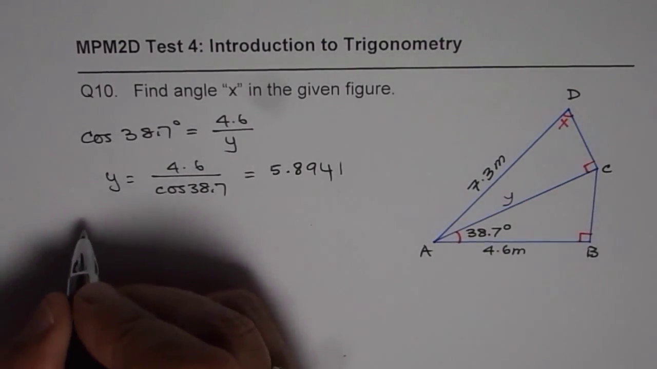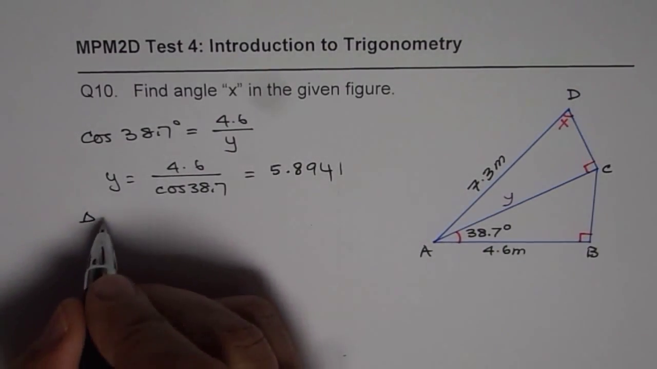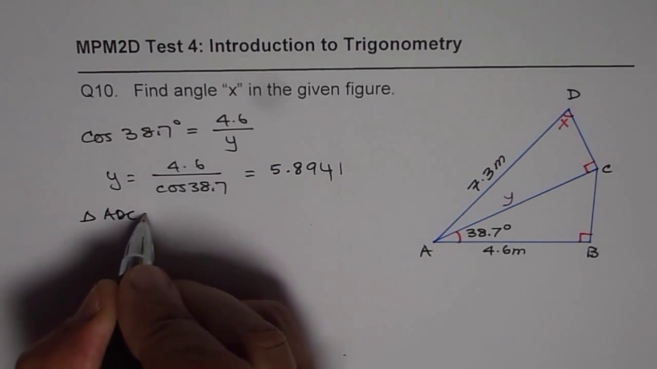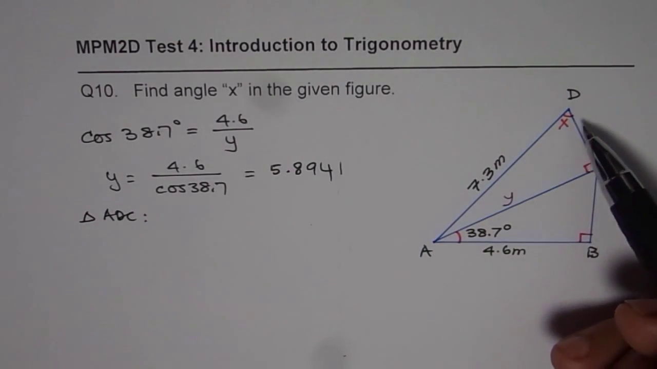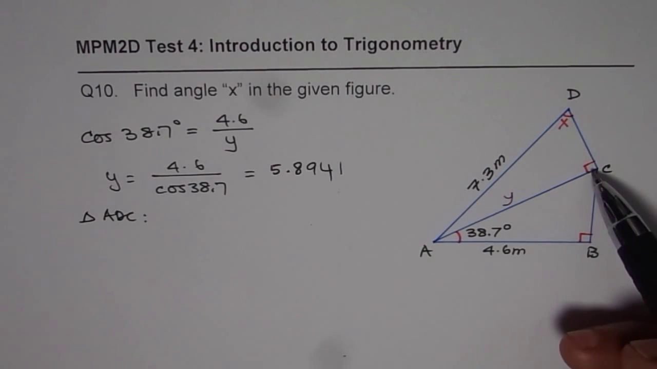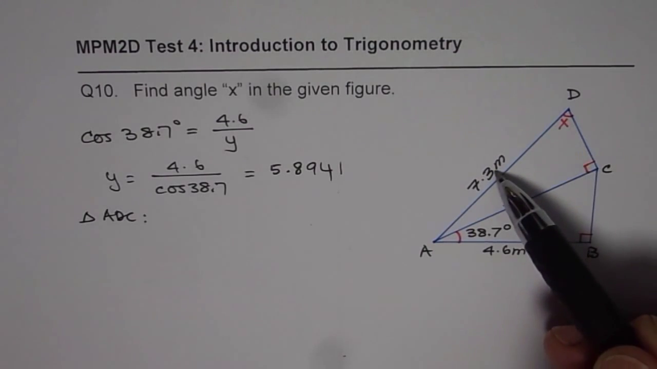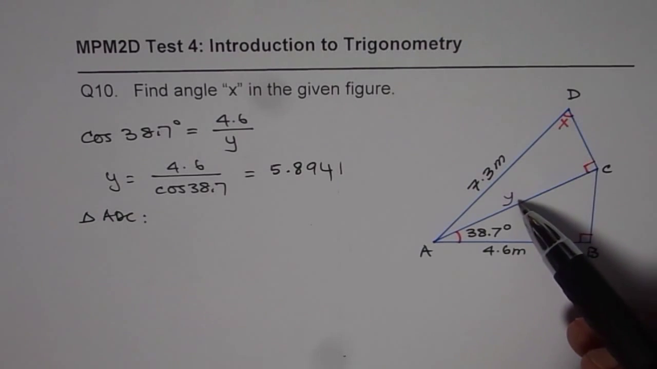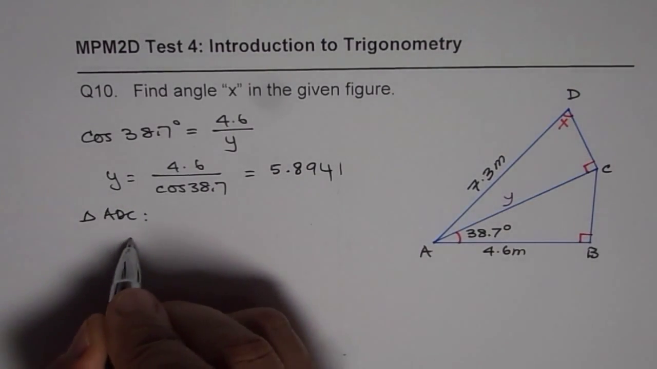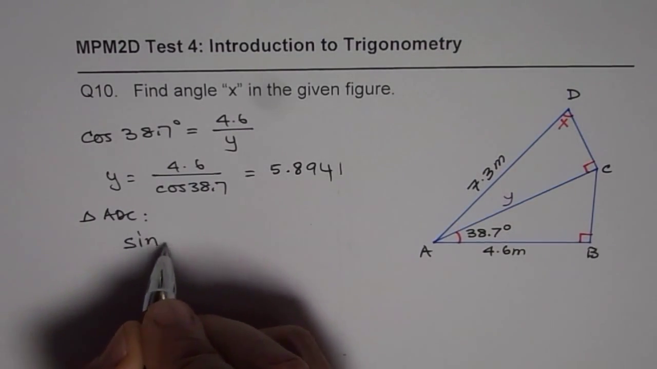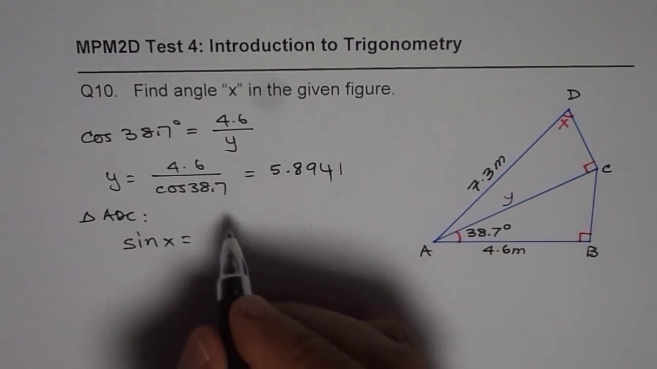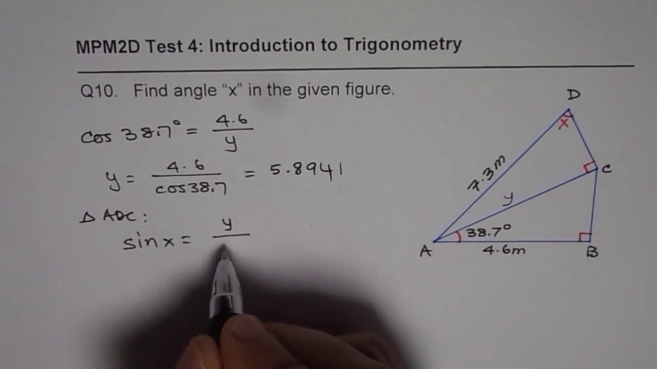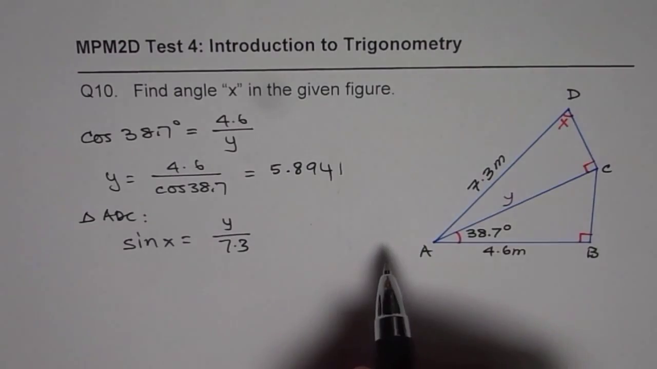Now if you look into the triangle ADC, in this triangle we need to find angle x. It's a right triangle again. Hypotenuse is given to us as 7.3 and the side opposite is given to us as y. So therefore we should use sine, correct? So sine of x is equal to the opposite side y over the hypotenuse 7.3, right?